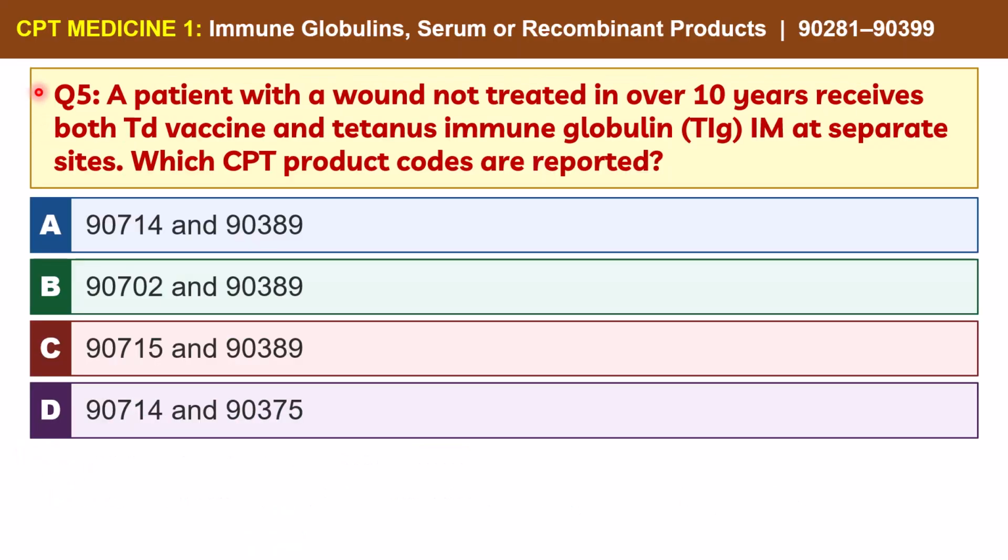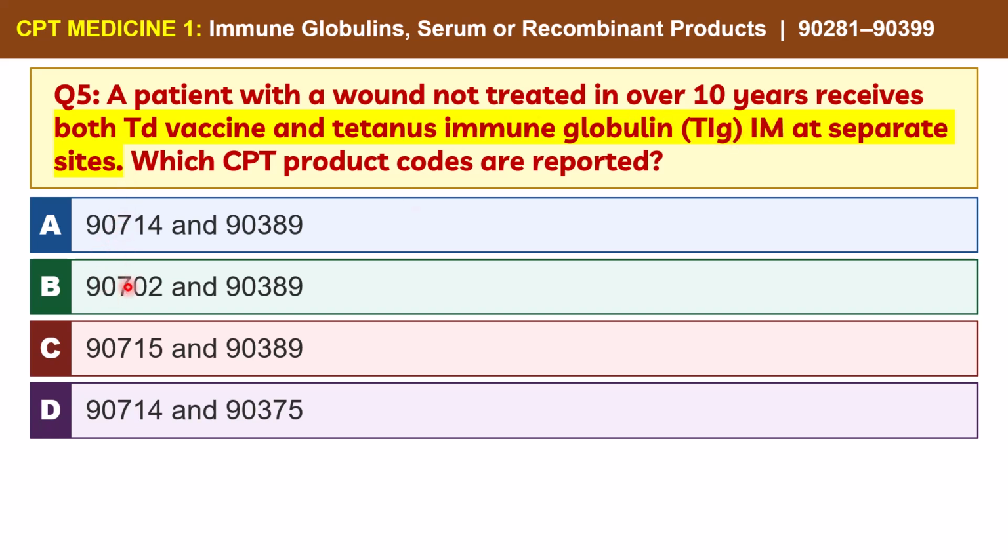Question number 5. A patient with a wound not treated in over 10 years receives both TD vaccine and tetanus immune globulin IM at separate sites. Which CPT product codes are reported? So there are 4 answers available, each answer having 2 codes. So take your CPT code book and find the answer. So here you have to highlight there are 2 vaccines used. One is TD vaccine, that is tetanus diphtheria vaccine, and the other one is tetanus immune globulin. Both are given IM in separate sites.